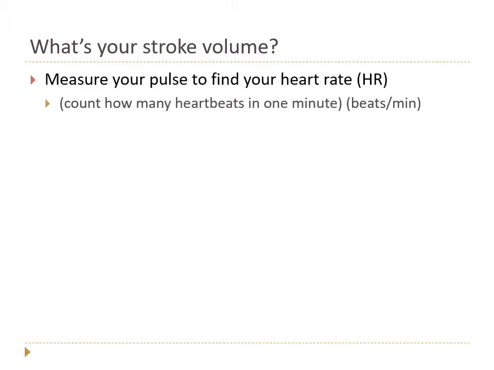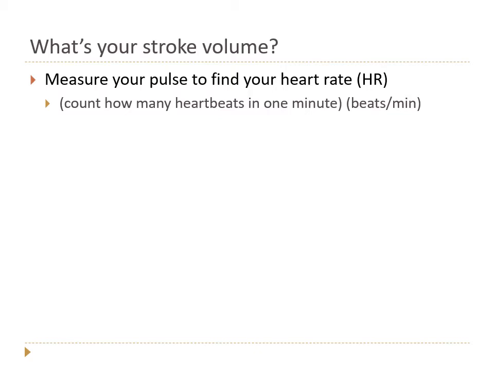Stroke volume, as we talked about, is how much blood your heart pumps out per beat. So what we're going to do now is you are going to estimate your own personal stroke volume. The first thing I want you to do is measure your pulse so that you can find your heart rate. You can feel it in your wrist, or in your neck at your common carotid artery, or if it's hard for you to find your pulse, you can lie down on a mattress with your ear on the mattress and sometimes you can hear your heartbeat.